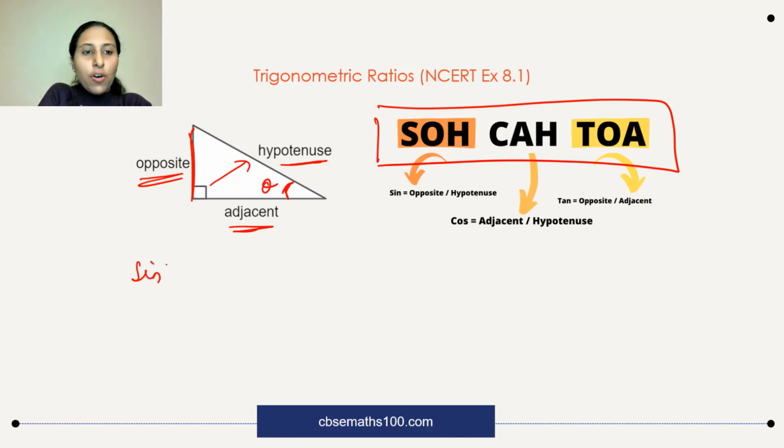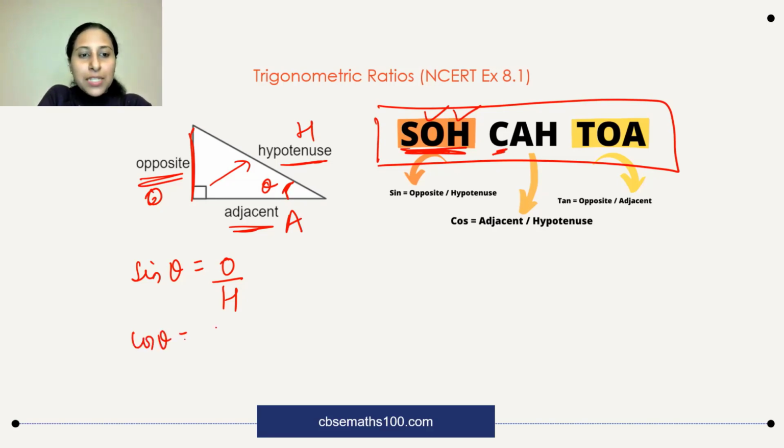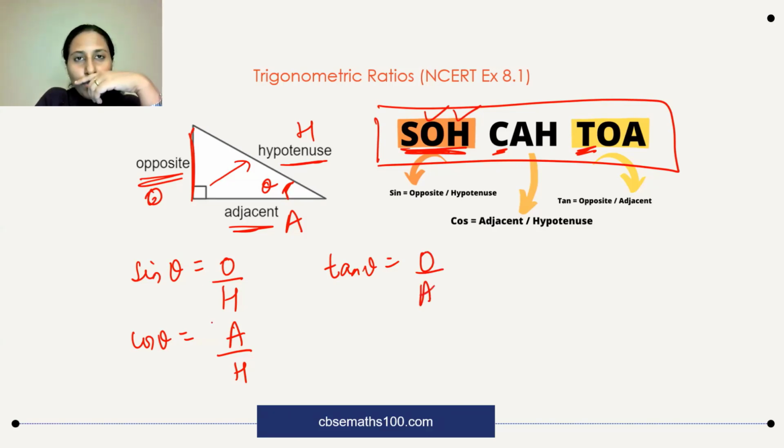You have sine of theta is equal to opposite by hypotenuse. That is why this SOH helps you. Sine of the angle is opposite by hypotenuse. So opposite is this side and hypotenuse is this. This is adjacent. Cos of theta is adjacent divided by hypotenuse. Tan of theta is equal to opposite by adjacent. So that is TOA. Okay. What are the reciprocal ratios?